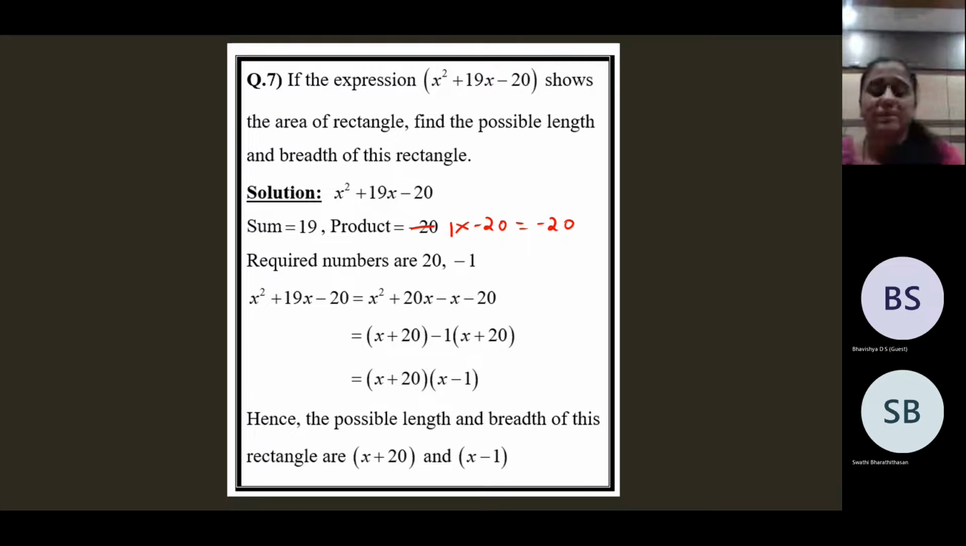So the possible length and breadth of this rectangle are x plus 20 and x minus 1. That means if the length is x plus 20, the breadth is x minus 1. If the length is x minus 1, then the breadth is x plus 20. All right? Yes, ma'am. You can leave your answer like that also. If x plus 20 is the length, then the breadth is x minus 1. If x minus 1 is the length, then the breadth is x plus 20.